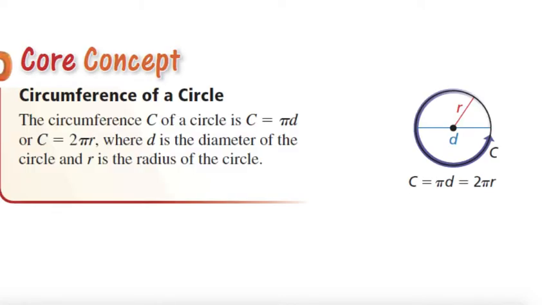So first we'll go over circumference. When I say circumference of a circle, that is just this outer boundary of the circle. You kind of think of it as like the perimeter. And how we find that is that it's going to be either pi times the diameter, or it's going to be 2 pi r, where r is the radius. And that's because, if you remember, the diameter is just twice the length of my radius.